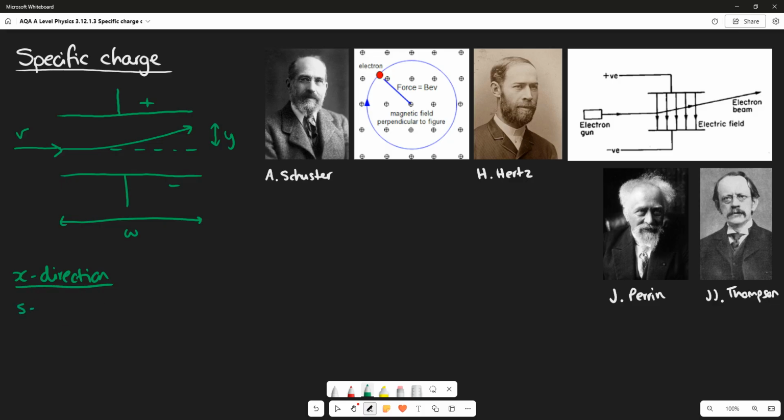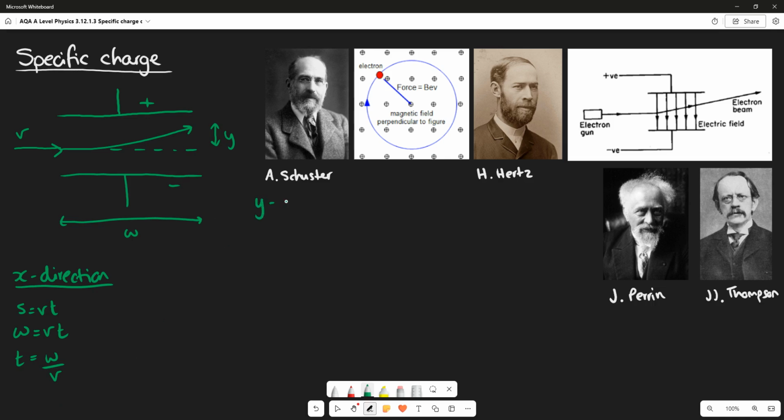So we know s equals vt when there's no acceleration, and in the x direction there is 0 acceleration. The displacement in the x direction is w. We have the velocity and the time. They couldn't measure the time directly, so they could calculate it instead using these known values.